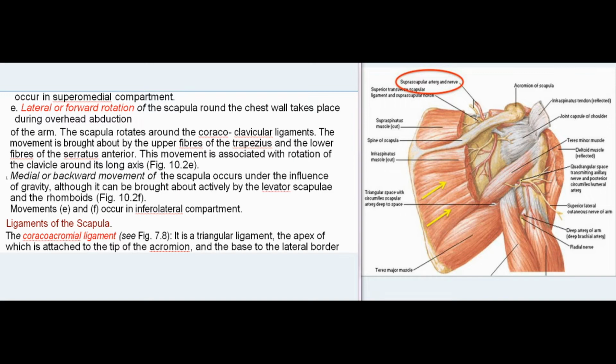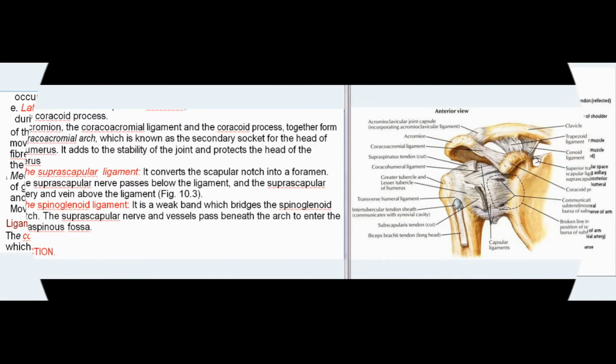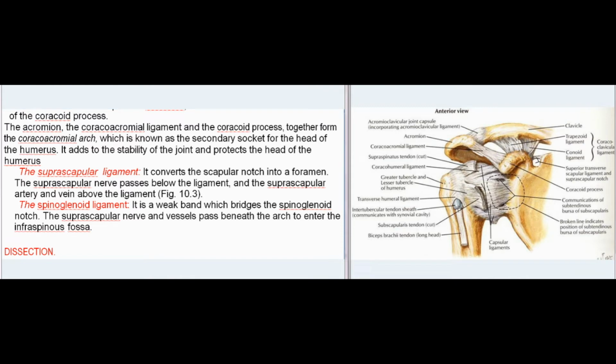Ligaments of the scapula. The coracoacromial ligament, see Fig 7.8. It is a triangular ligament, the apex of which is attached to the tip of the acromion, and the base to the lateral border of the coracoid process. The acromion, the coracoacromial ligament and the coracoid process together form the coracoacromial arch, which is known as the secondary socket for the head of the humerus. It adds to the stability of the joint and protects the head of the humerus.